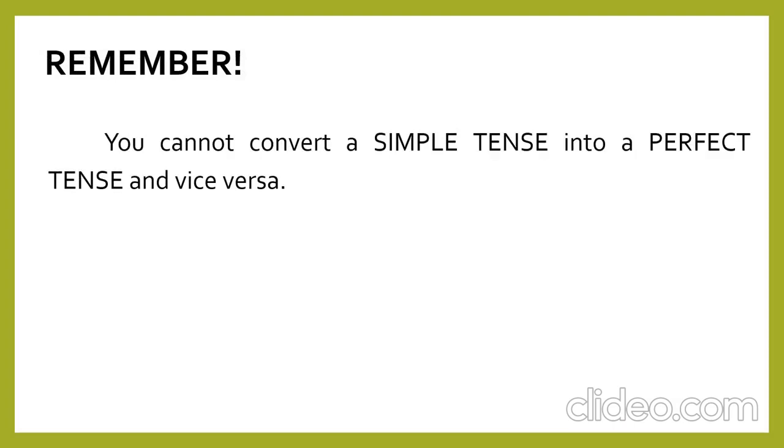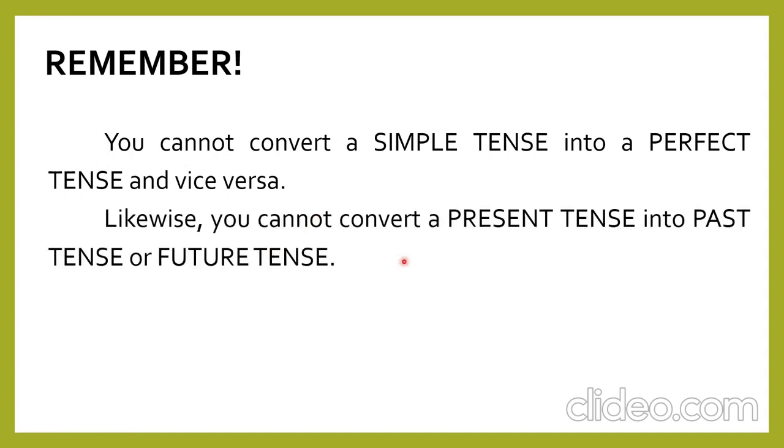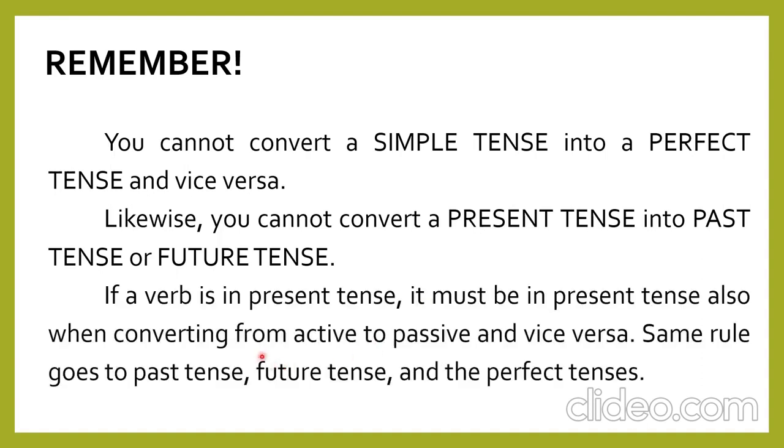Now remember, you cannot convert a simple tense into a perfect tense and vice versa. You cannot change the tenses of the verb. It has to be parallel. Likewise, you cannot convert a present tense into past tense or future tense. Again, they have to be aligned and parallel. Present to present, past to past, future to future. And if a verb is in present tense, it must be in present tense also when converting from active to passive and vice versa. Same rule goes to past tense, future tense, and the perfect tenses.